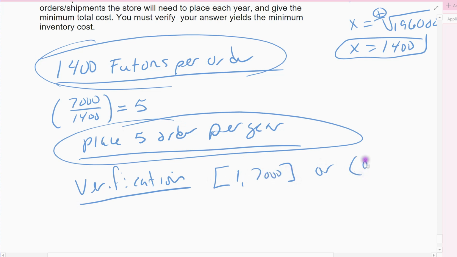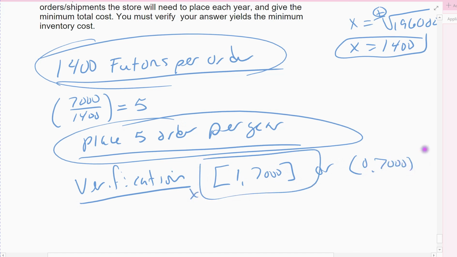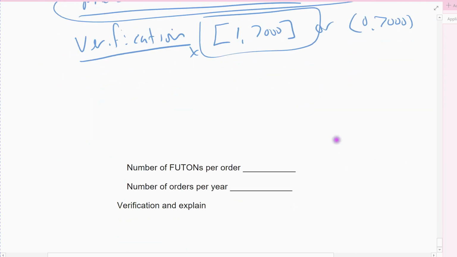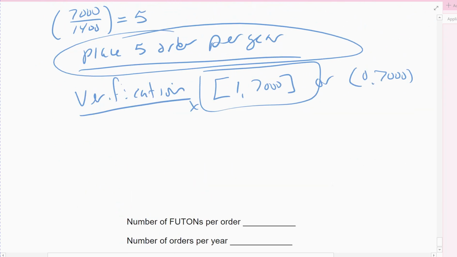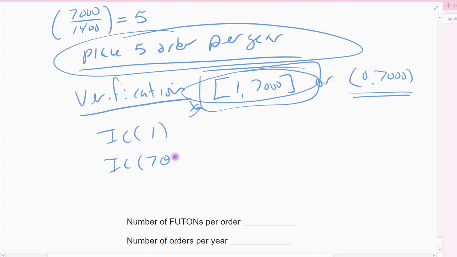And since I did the open domain in the first example, I'll do the closed domain in my second example. But you can do either one. Oh, there's mine. I wondered where that was. Alright. You can do either one, but since I did the second derivative test, the open case in my first example and the second example, I will do the closed case. Alright, so I'm going to use the closed domain, which means I need to find my inventory cost at 1, my inventory cost at 7,000, and my inventory cost at my optimum value, should be my optimum value, 1,400.